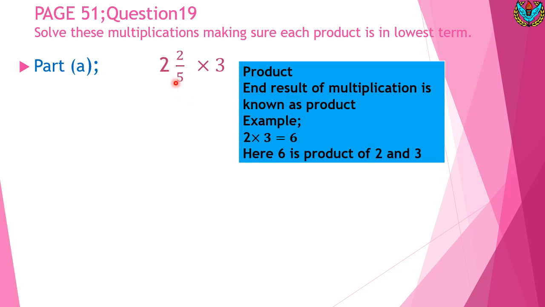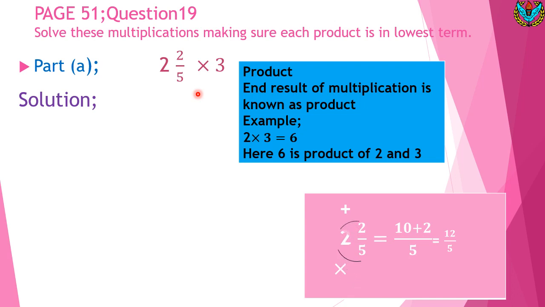2 whole 2 by 5 multiply by 3. We have to multiply a mixed number by a whole number. For the solution, we will convert this mixed number into improper fraction first. And how will we do it? Multiply this whole number and this denominator: 2 times 5 is 10, plus numerator 2. 10 plus 2 is 12, divided by 5, the same denominator. We have converted a mixed number into improper fraction. So what will we get? 12 by 5 multiplied by 3.